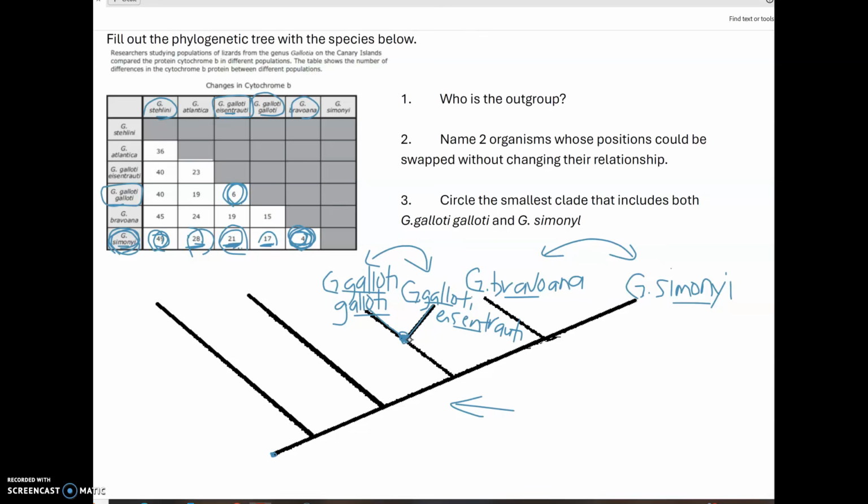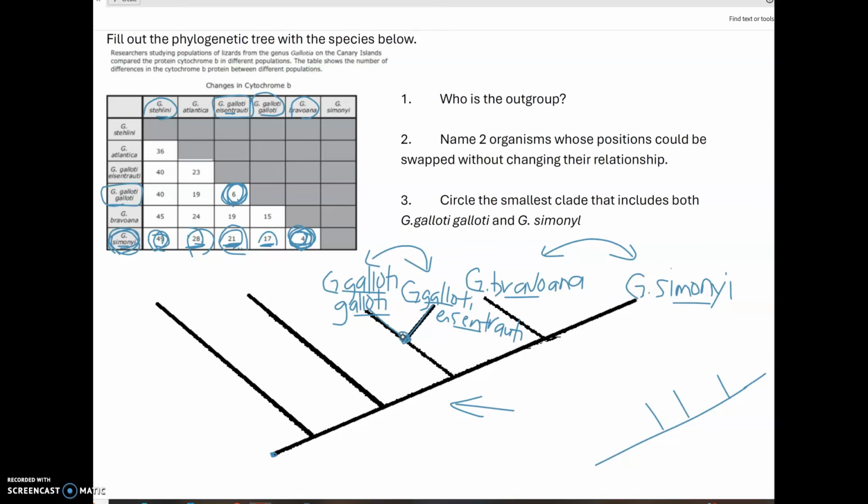And again, why didn't I do this? Why doesn't it have them all branching from the main line? Because since these have such a tiny number of differences between one another, it makes sense to branch them very close to each other. They're closely related to one another. They only have 6 amino acid differences.